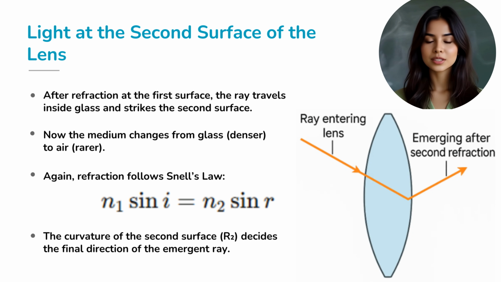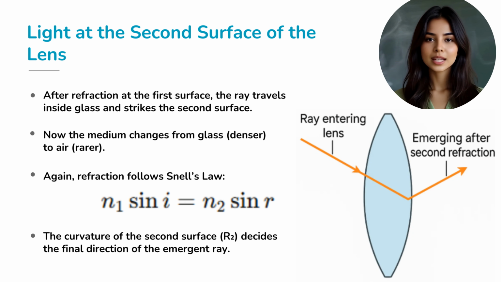Here, the ray must once again obey Snell's law, which says n1 times sine of i equals n2 times sine of r. That means the refractive index of the first medium multiplied by the sine of the angle of incidence equals the refractive index of the second medium multiplied by the sine of the angle of refraction. And here's the secret director of the show, the curvature of the second surface, called R2. This curvature decides where the emergent ray finally goes. Does it spread out, come together, or continue straight? All of it depends on that curvature.